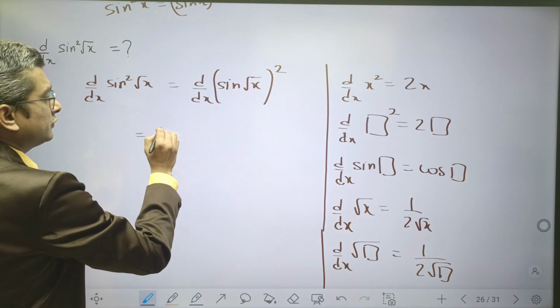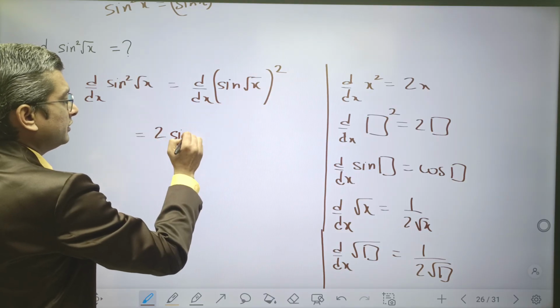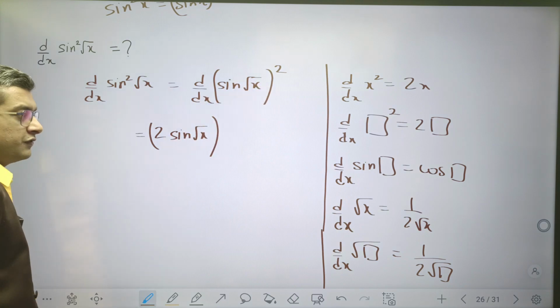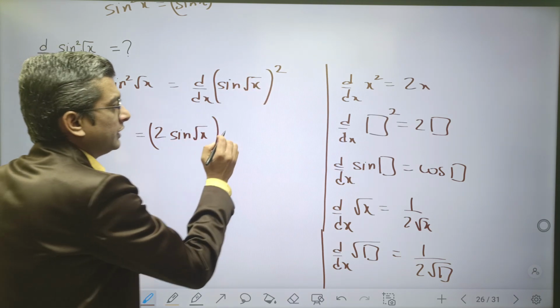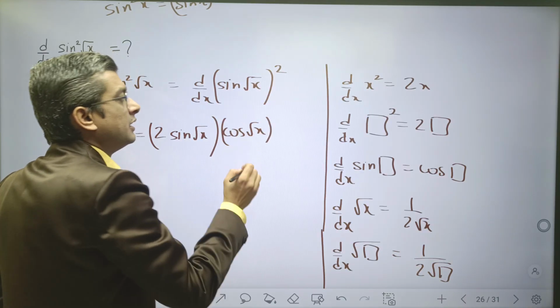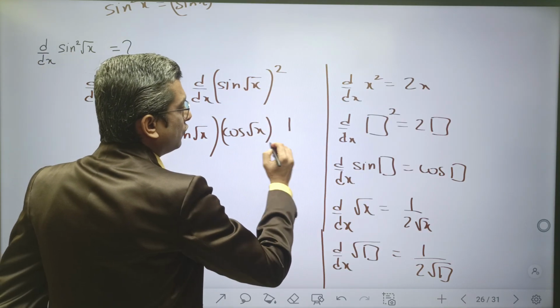So this will be 2 into this bracket, whatever will be in this box. So this is sine root x. So the square function is differentiated. Now you come across the second function, which is sine, so sine of root x. Sine gets converted into cos, so this will be cos of root x. Then root x, this will be 1 by 2 root x.